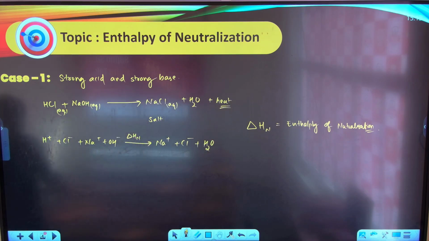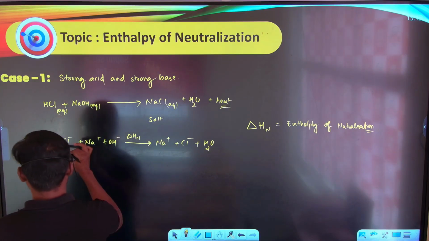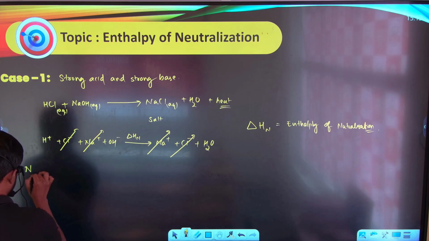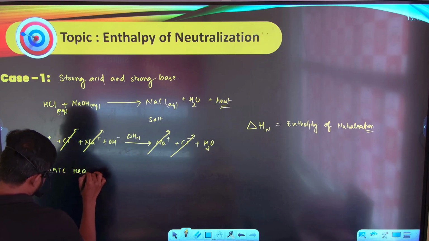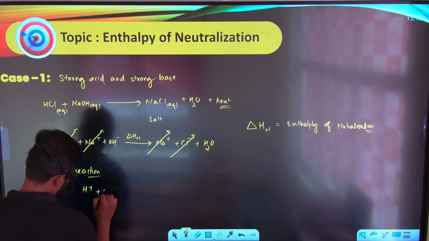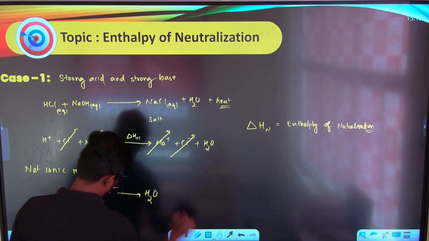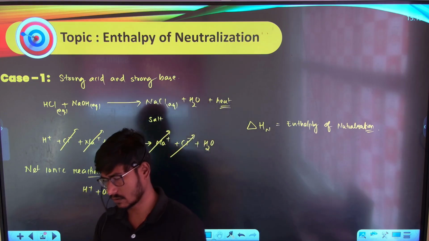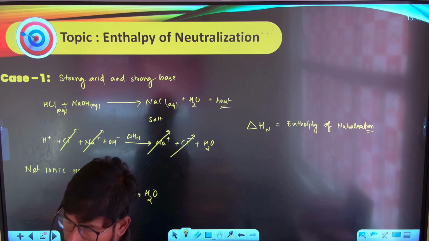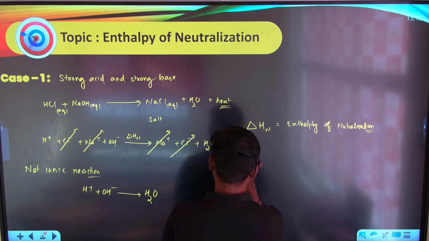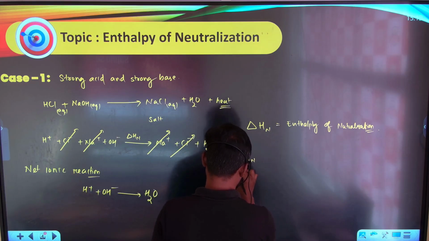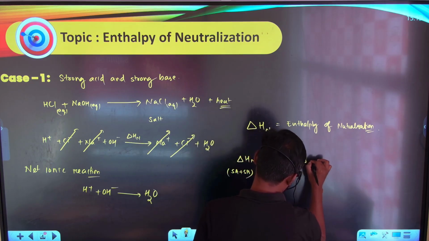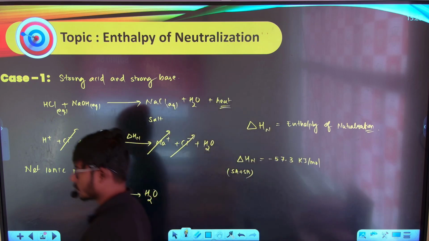If we cancel out the common ions, Cl minus and Na plus, on the right side also, my net ionic reaction will be H plus plus OH minus gives H2O. For 1 mole of strong acid and 1 mole of strong base, there is formation of 1 mole of liquid water, and the enthalpy of neutralization for strong acid plus strong base is delta Hn equals minus 57.3 kilojoule per mole.